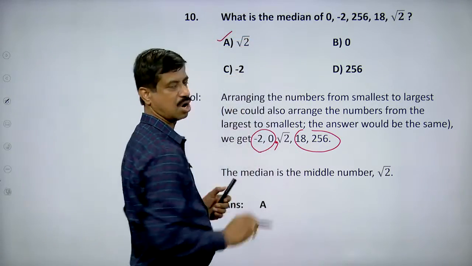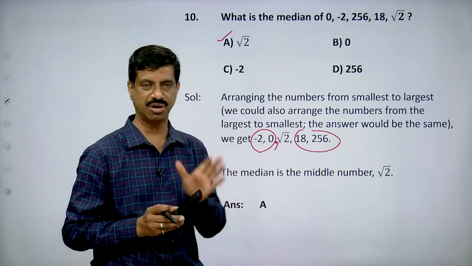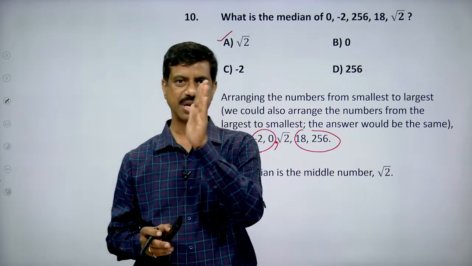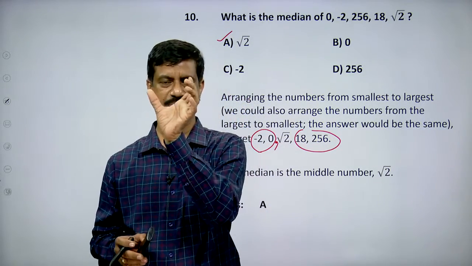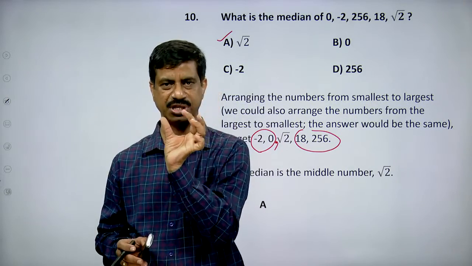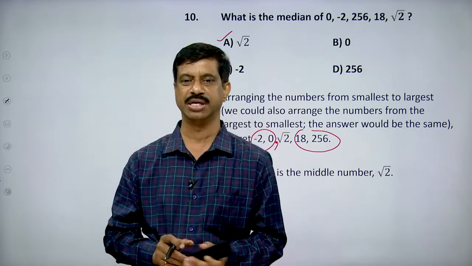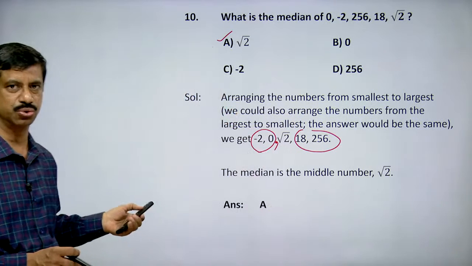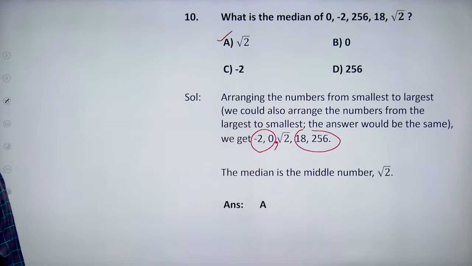Generally whenever we find out median, arrange them in increasing order, then find the middlemost term. If 2 terms are there in the middle, take average. If 1 term is there, the middlemost term is the median. That's what we have done, it is root 2. Please note it fast, quick.